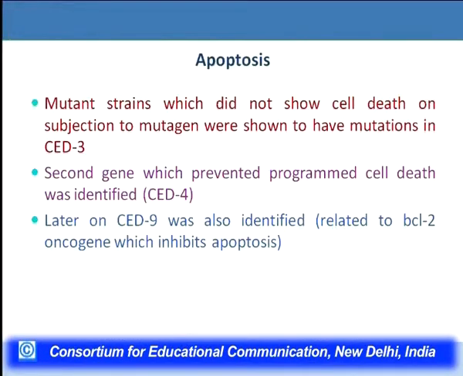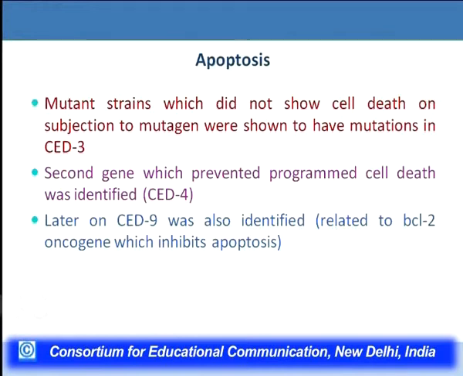Now these particular worms were subjected to different types of mutagens, and it was found that in certain strains of these worms, after subjection to the mutagen, the death of those 131 cells did not occur. Now how does that happen, and which particular protein or gene was responsible for that? So studies were done, and it was found that a gene named CED3 was responsible. That means the strains which were not showing death of those particular cells had a mutated CED3 gene, so they had a mutated CED3 protein product.